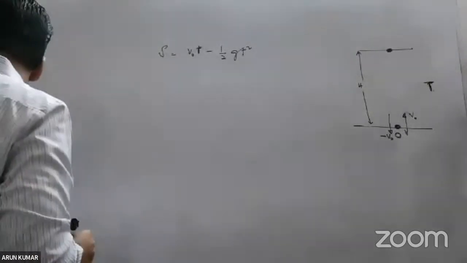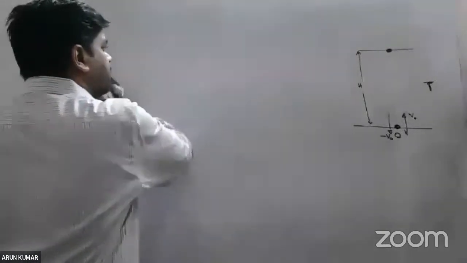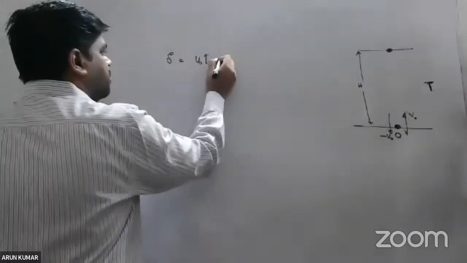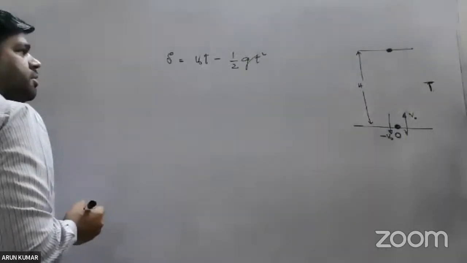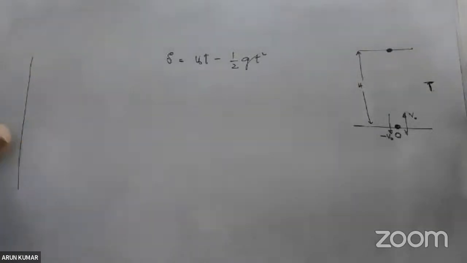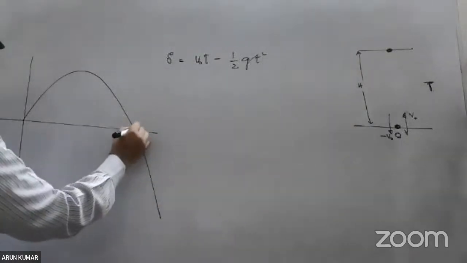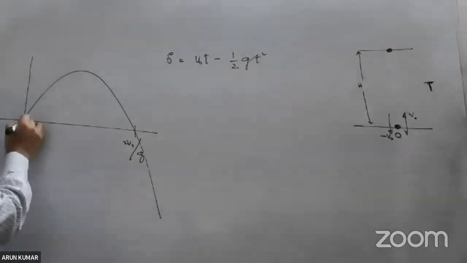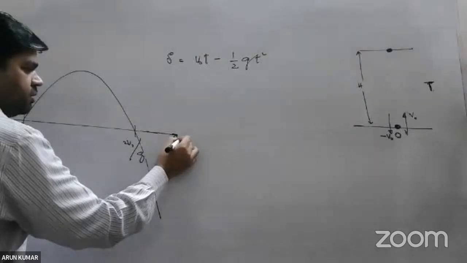Or should I write bigger? Half g t square. If I plot this curve, what do I get? I get a downward parabola with two roots, that is 2 v naught by g and 0. This is my s, and this is my t.